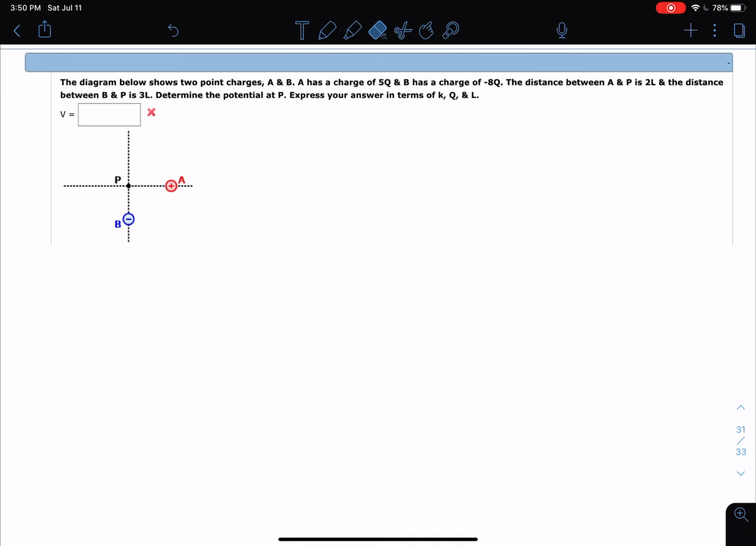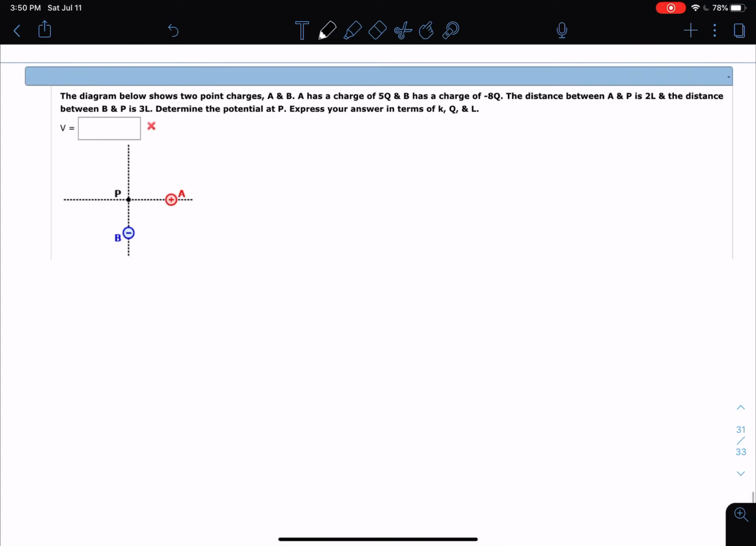The diagram below shows 2-point charges, A and B. A has a charge of 5q and B has a charge of negative 8q. The distance between A and P is 2L, and the distance between B and P is 3L. Determine the potential at P. Express your answer in terms of K, Q, and L.